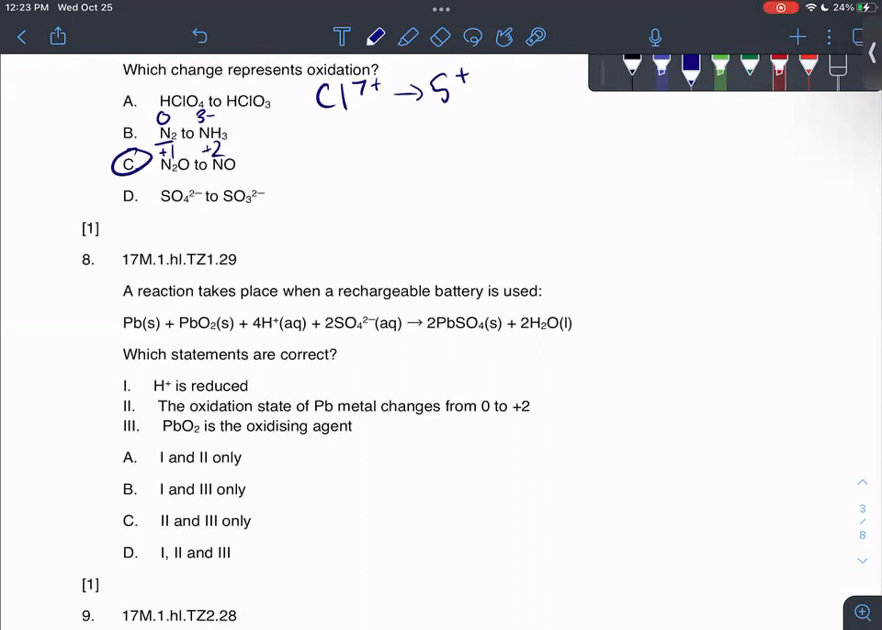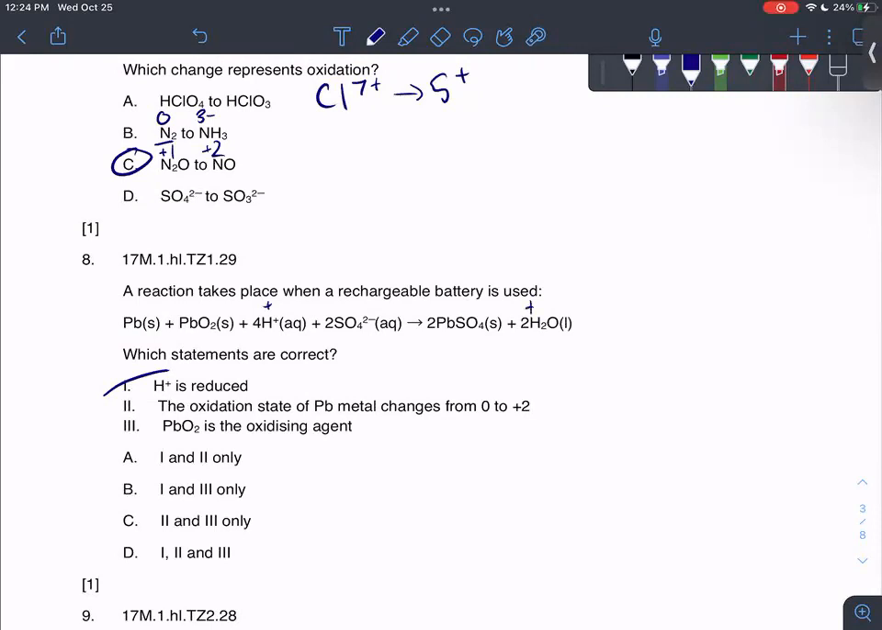A reaction takes place when a rechargeable battery is used. Lead plus lead oxide reacts with hydrogen ions and sulfate to form lead sulfate and water. Which statements are correct? H+ is reduced. Okay, so first off, it's almost never going to be H+ being reduced. Hydrogen always is going to act as positive. We can even check. Hydrogen goes from +1 to, oh, look at that, +1.